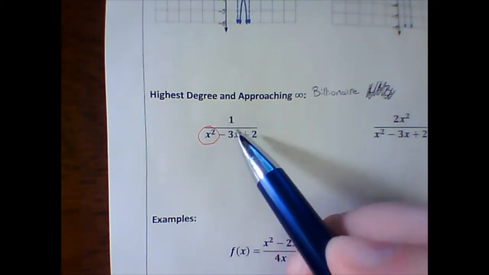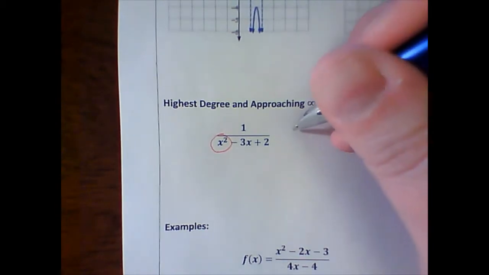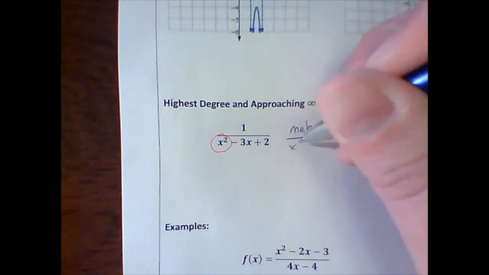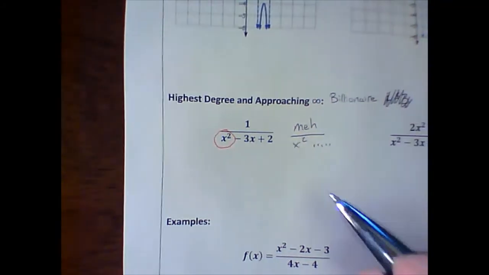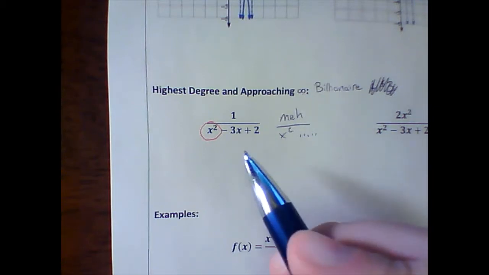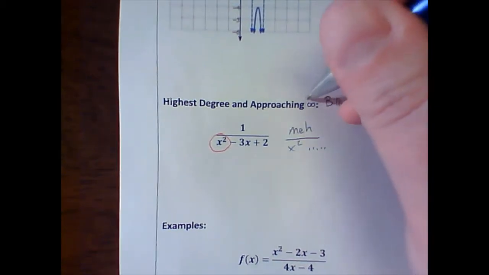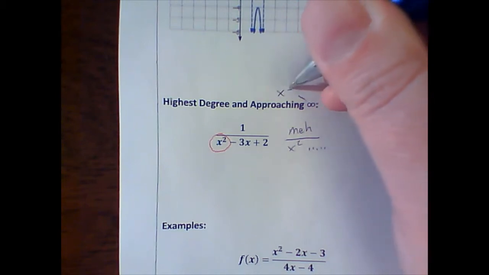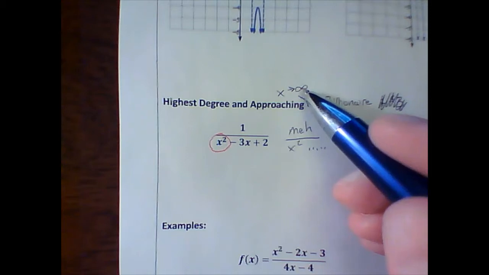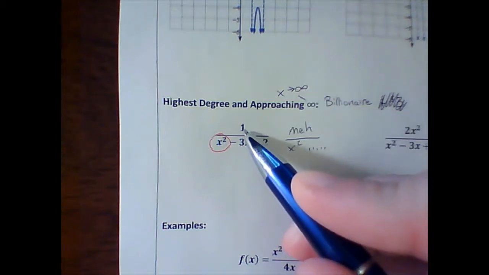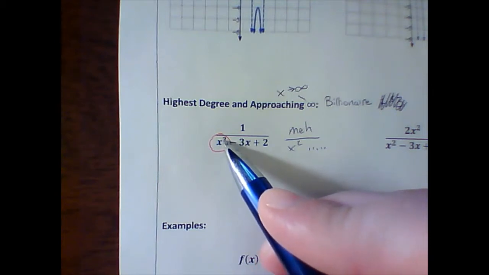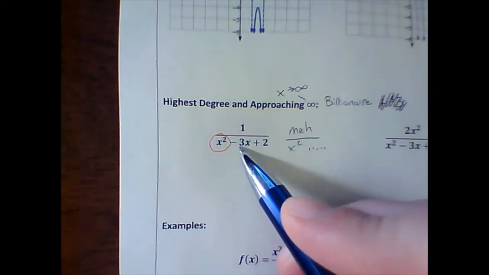Anyway, the rest of it, when you're approaching infinity, we're just going to call it meh. So x squared matters, but the rest of it doesn't matter, because you're approaching infinity. As you plug in bigger and bigger values of x, the rest of the function is going to take a back seat, and x squared is going to take over because it's going to be so big, it's going to overshadow everybody else.